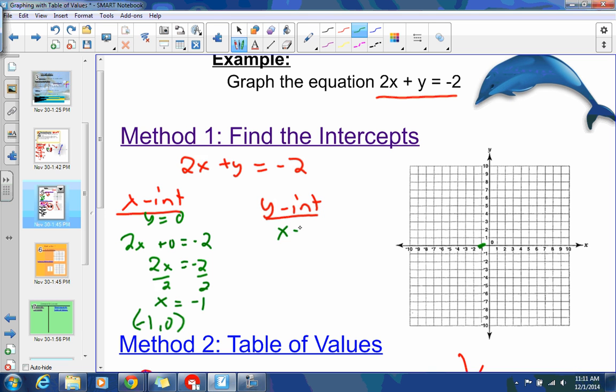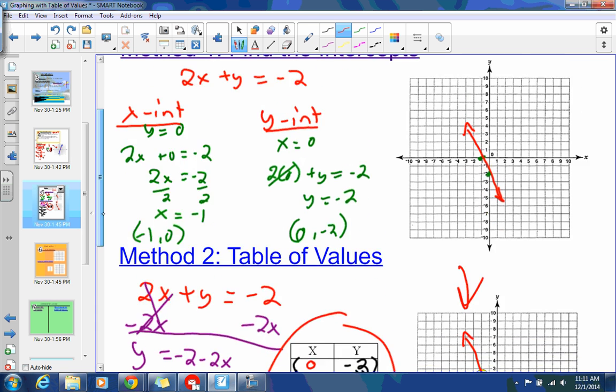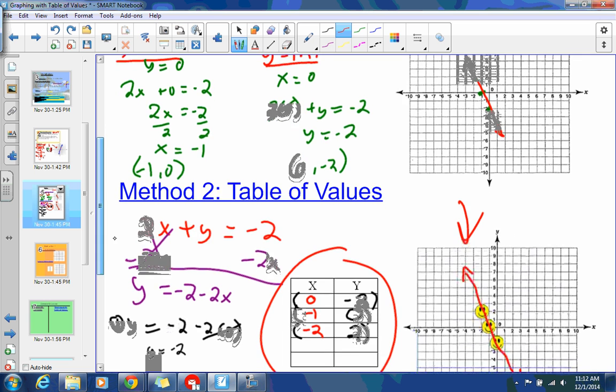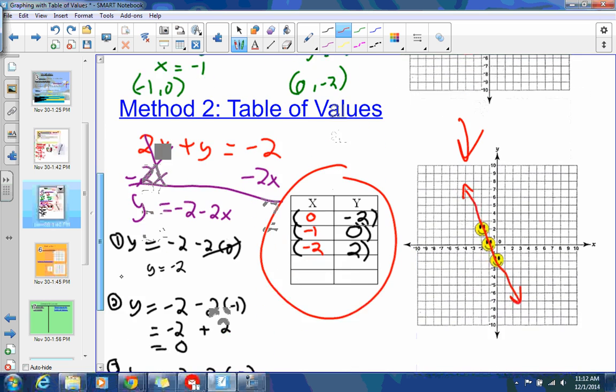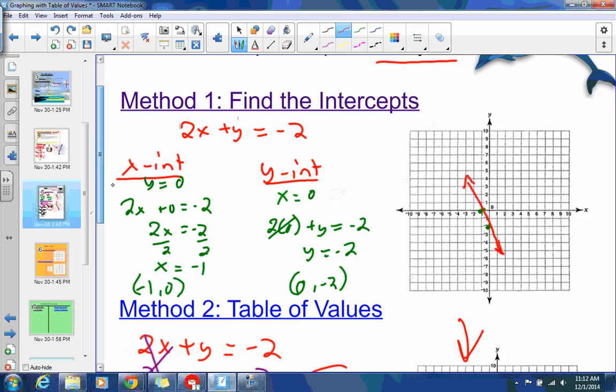Y-intercept, the x is 0. So you go 2 times 0 plus y equals negative 2. That cancels out. Y equals negative 2. So your point would be 0, negative 2. The reason we only need 2 points here is because if it's in standard form, we already know it's going to be a line. It's already linear. So we just need 2 points, and we can connect the dots like this. And then we can compare. If you look, they look like the exact same line. Just 2 different methods of graphing the exact same line.